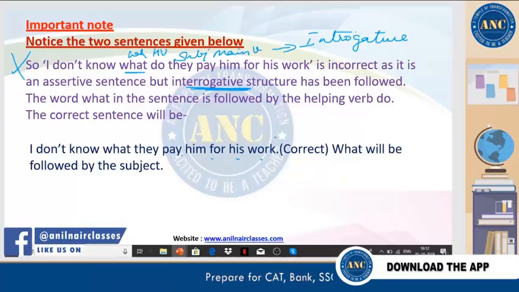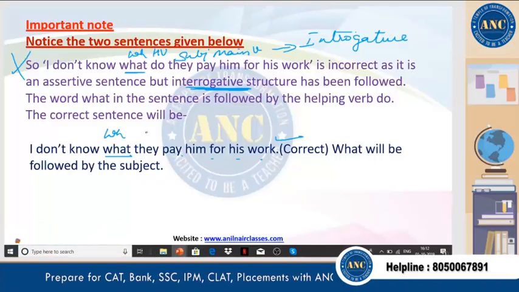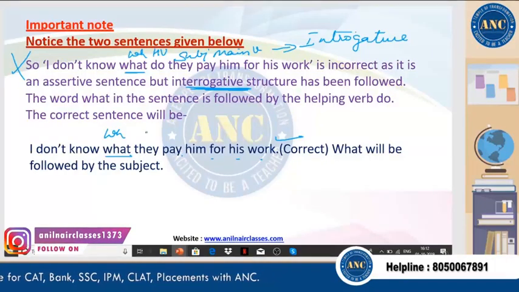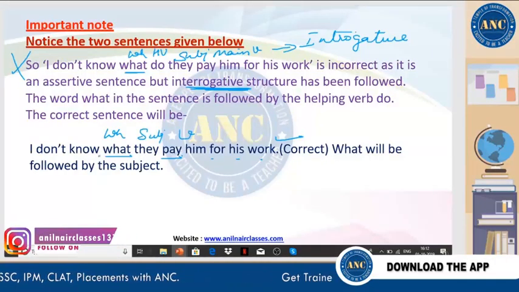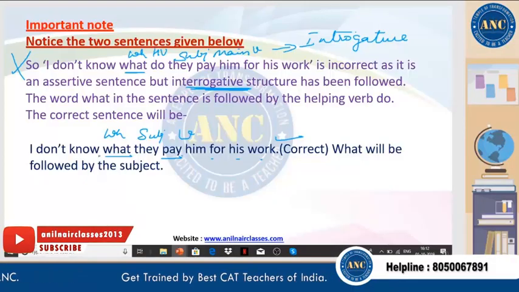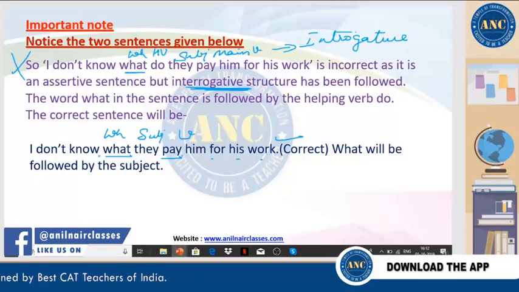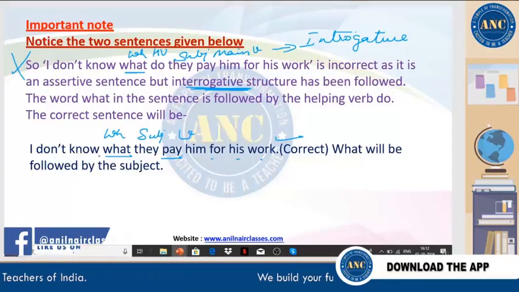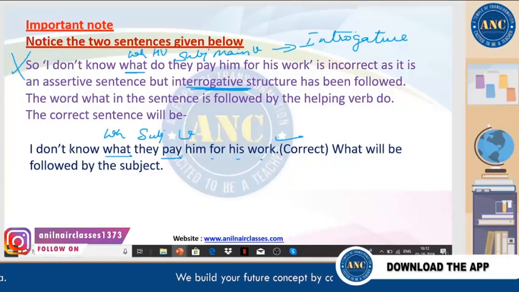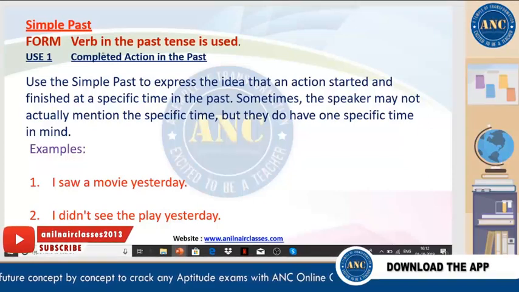So this is the correct one, because here what is the WH word? They is the subject, then pay is the verb. Then it is fine. Right? What will be followed by the subject? So immediately after the what, the subject should come, because what is of course a relative pronoun. It can act as the relative as well as the interrogative. So if it is acting as a relative pronoun, the subject will immediately come after the what. Clear?